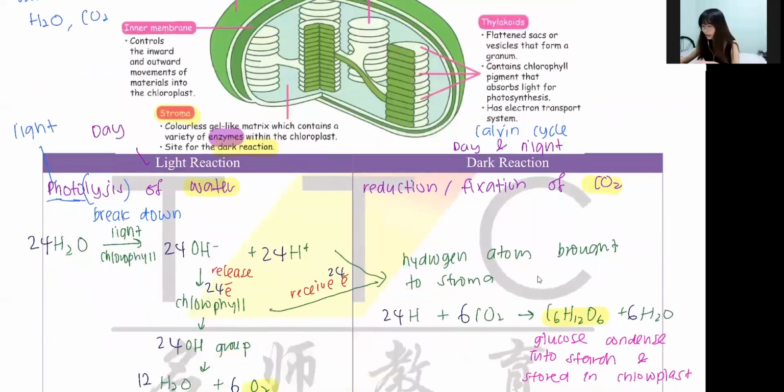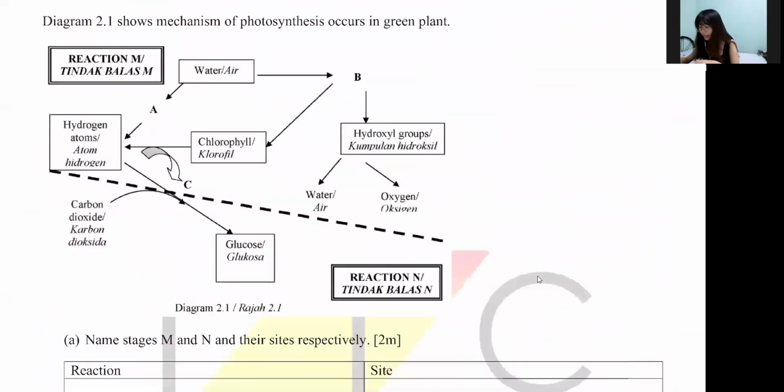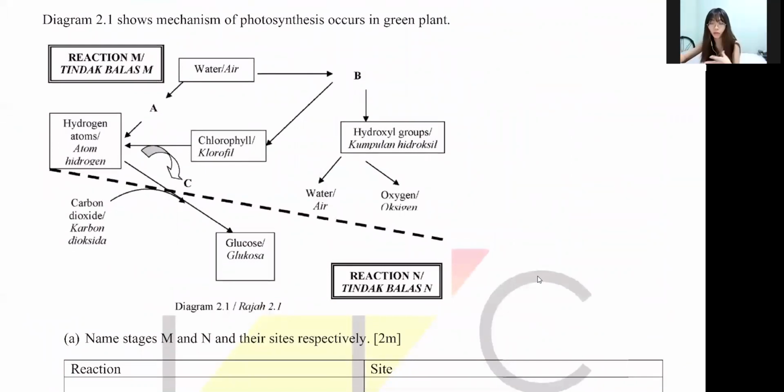For example, the diagram will look something like that. This is the diagram that you have to know. So when it comes to this diagram, what you have to find first of all is the water. Water, because in order to have dark reaction, you must have light reaction, right? You find the water first, okay? This is the first part where everything started from, right?